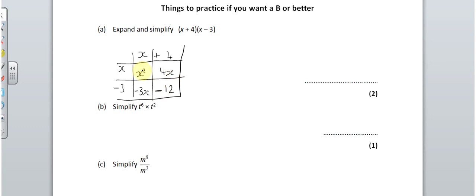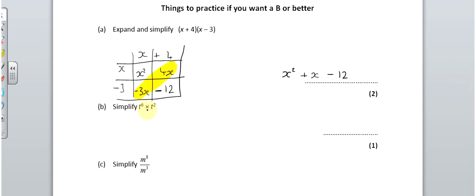Our second mark comes from correctly collecting these up. So the x squared always stays on its own. Now, these two here, you can add these up because these are just x's. 4x's and minus 3x's leaves you with positive 1x. And then our minus 12. And that's it.